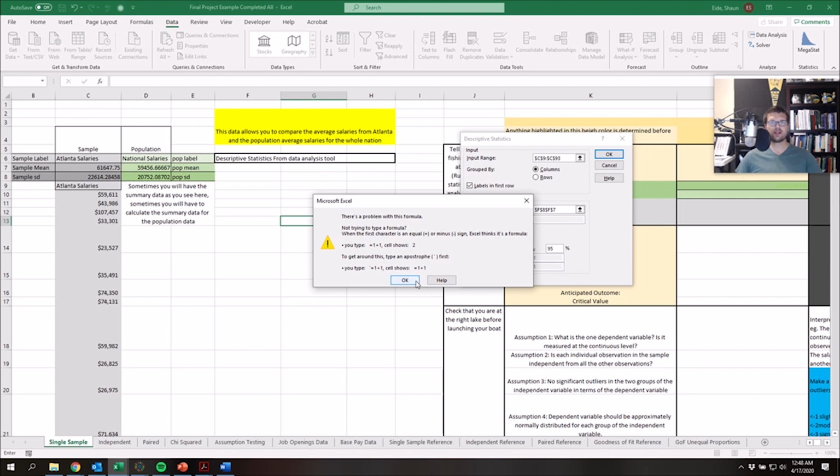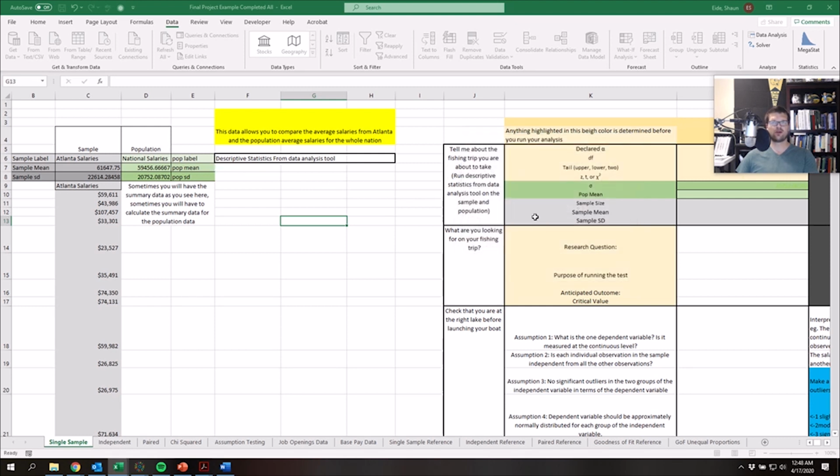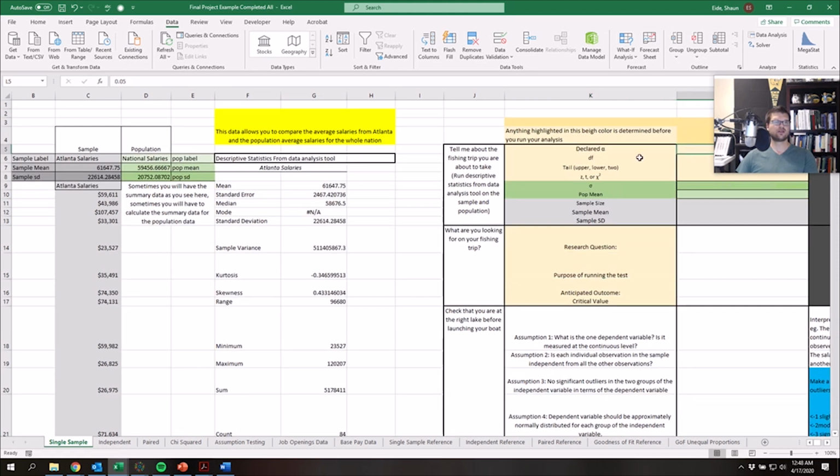There's a problem. Let's see here. Output range. Oops, I accidentally told it to go into too many different places. So we're going to press OK. And I just want to make sure that... Yep. So now I have the Atlanta salaries, and I've got the mean, I've got the standard error, the median, and it gives me everything that I need to know.